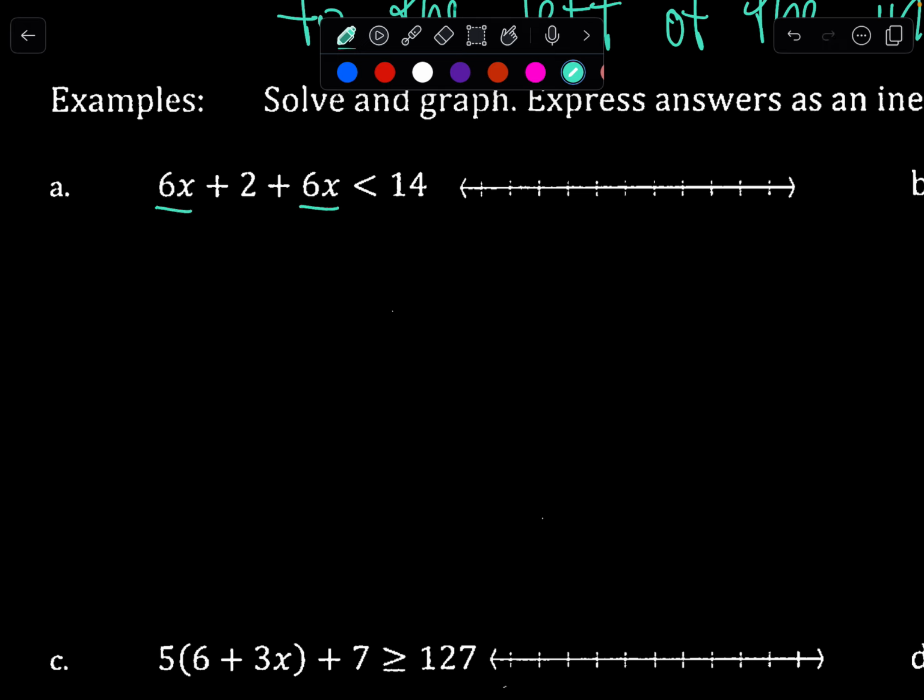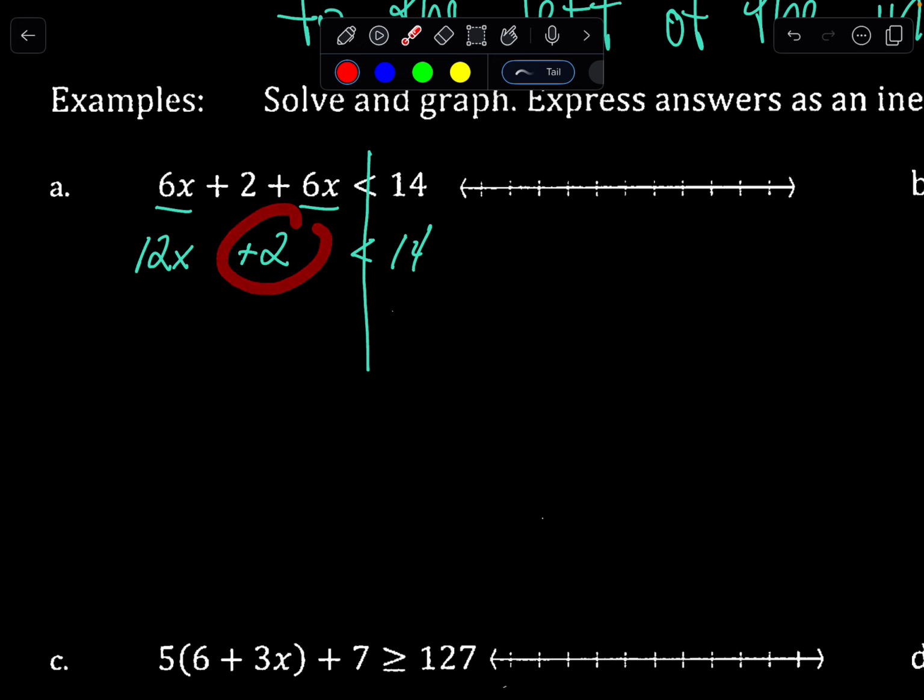So 6x and 6x are going to be alike. Because they are on the same side of this inequality here, we're going to add them together like normal. So 6 plus 6 for us is going to be 12. So we have 12x plus 2 is going to be less than 14. Okay, now my x is on the left-hand side, so I don't want to do anything with it now. Instead, let's take care of this 2 that we're looking at right here. Okay, I'm going to minus the 2 from both sides.